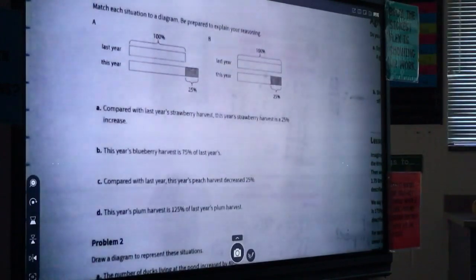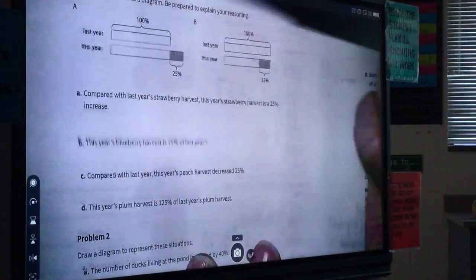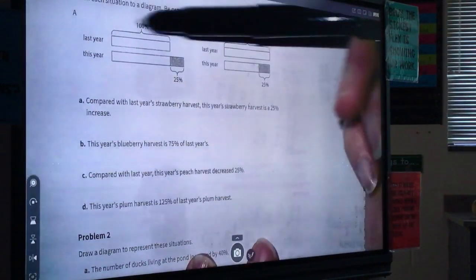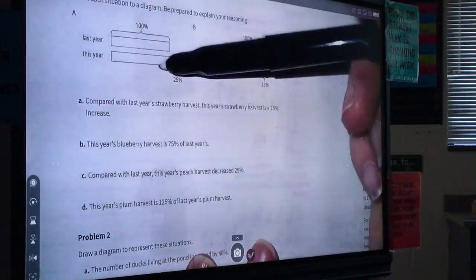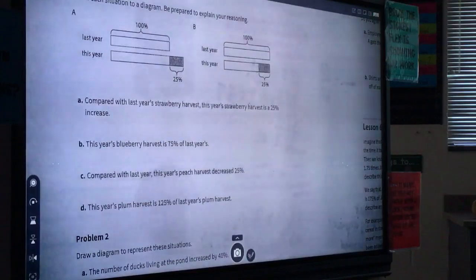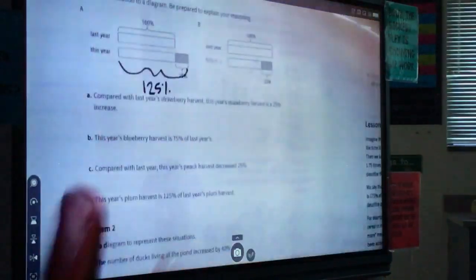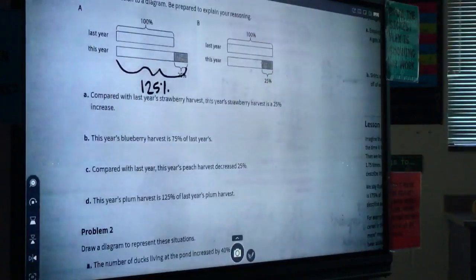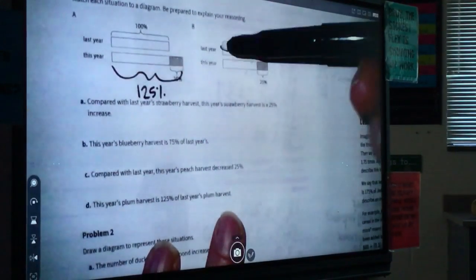So it says match each situation to a diagram. Be prepared to explain your reasoning. All right, so in this one, it's saying last year, this is 100%. This year, you have 100%, but you also have an extra what? 25%. So technically, the whole total of this is what? 125%. Okay? So this side, diagram B, you have 100%.